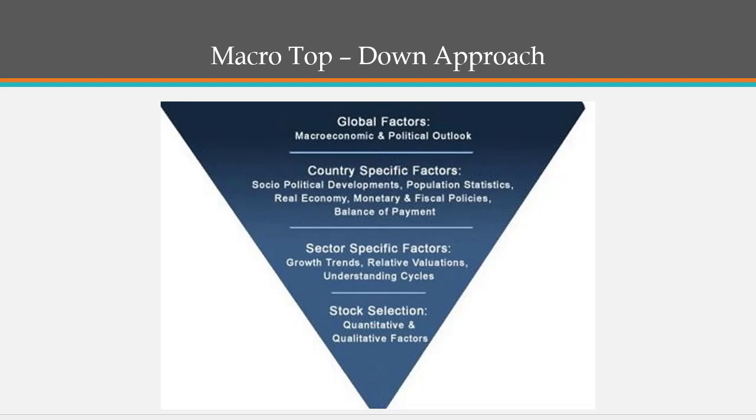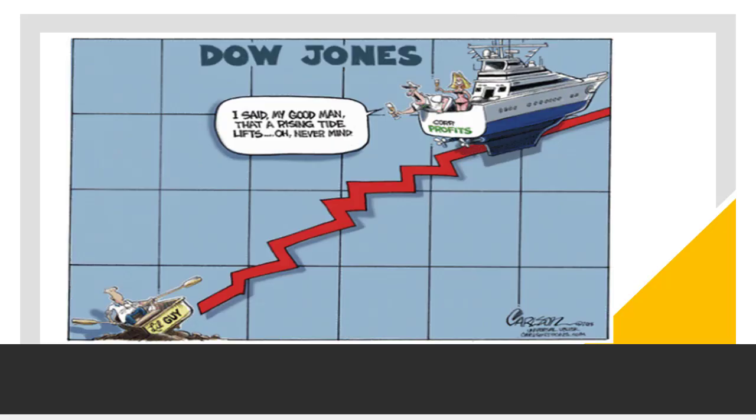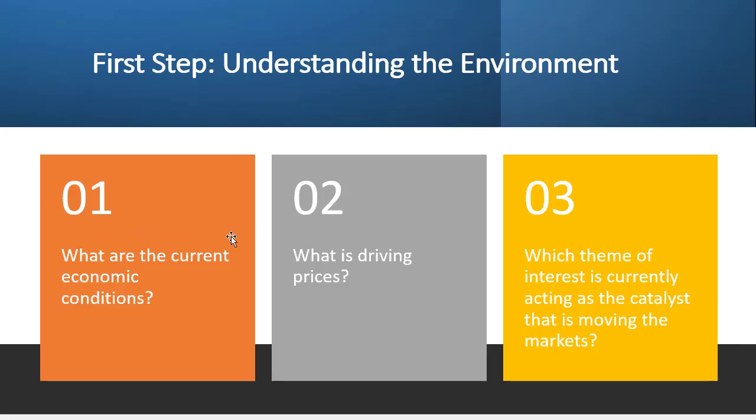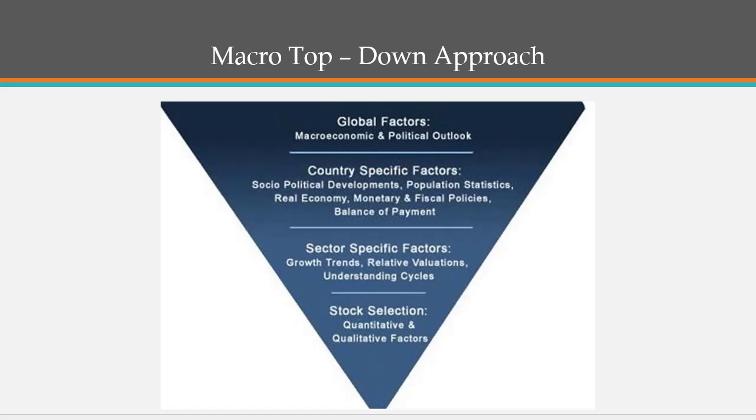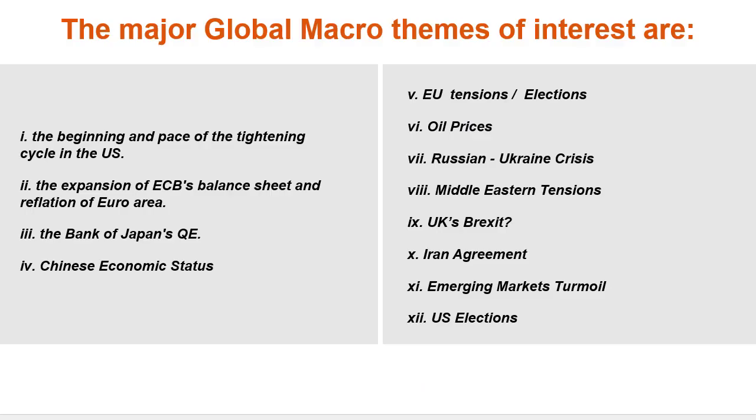We started from something like this, sorry, not this. There you go. What are the current economic conditions? What is driving prices? Which theme is active right now? And we are nailing this down. This is why we call it the top-down approach. We begin with the big picture and we narrow this down until we find our unique opportunity that looks promising to us.